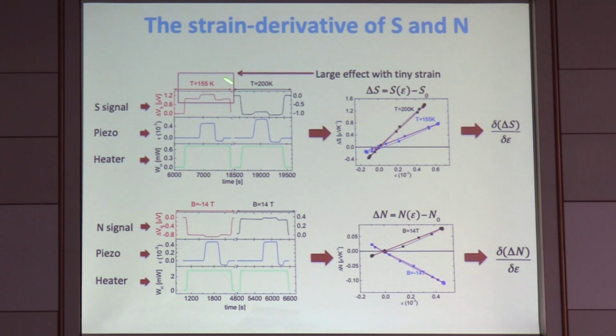On top of that, the same you can do with the Nernst signal, and that's also something you also learned, that the Nernst signal usually is zero in simple metals. Here in these systems, it's never zero. It's always pretty large.